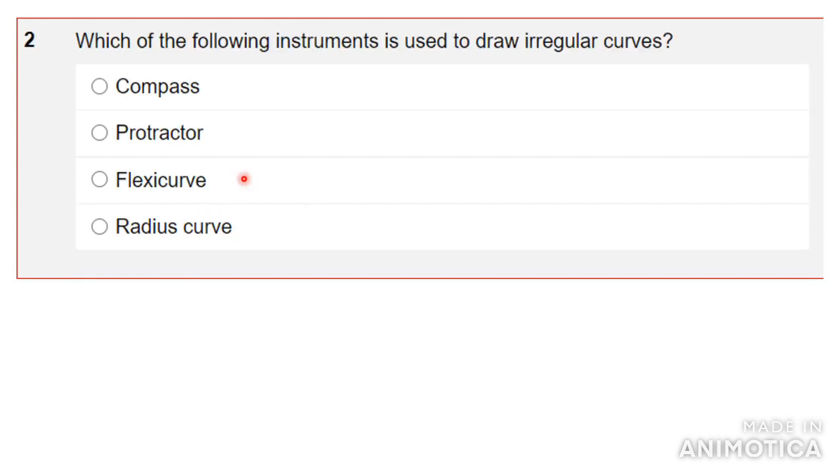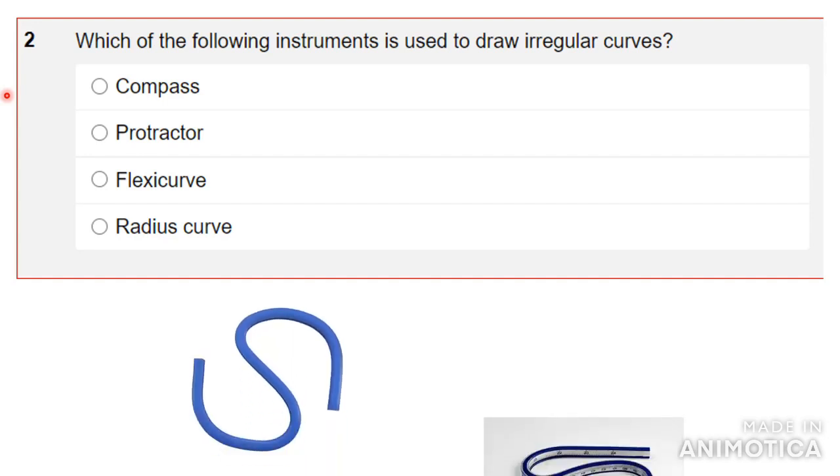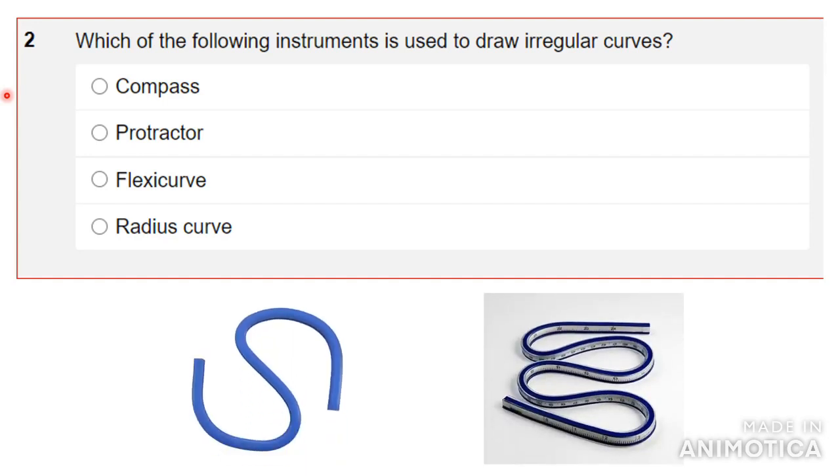Alright, number 2 says, which of the following instruments is used to draw irregular curves? So you have your regular curves, which are your circles and so on. What is used to draw an irregular curve? Is it a compass, a protractor, a flexicurve, or a radius curve? And the answer would be these two, which are called flexicurves. They come in different sizes, so you can have a shorter one or a longer flexicurve. So the answer would be flexicurve.